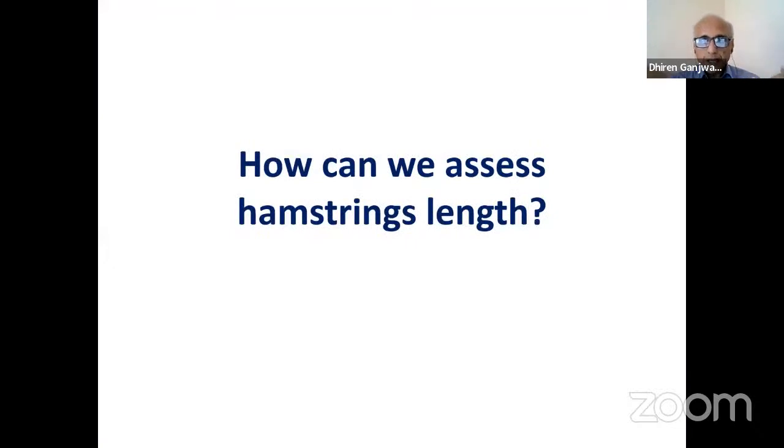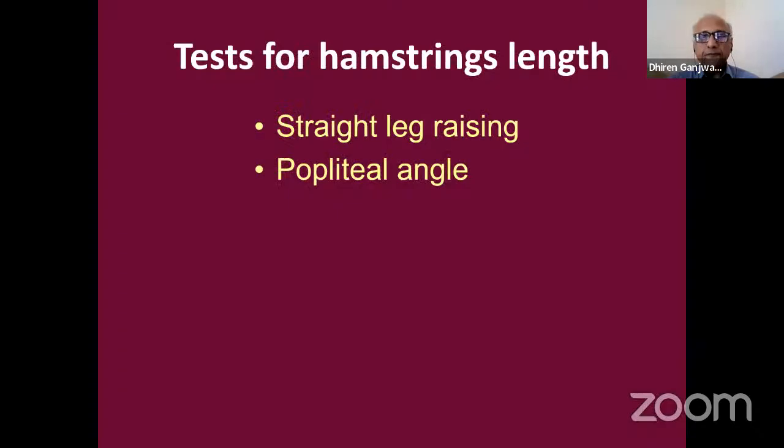Now, how can we assess the hamstring length? It's a biarticular muscle. And for that, we have two tests. The straight leg raising test, which we very commonly do in a spine examination, and the test which is very common in cerebral palsy assessment is the popliteal angle.